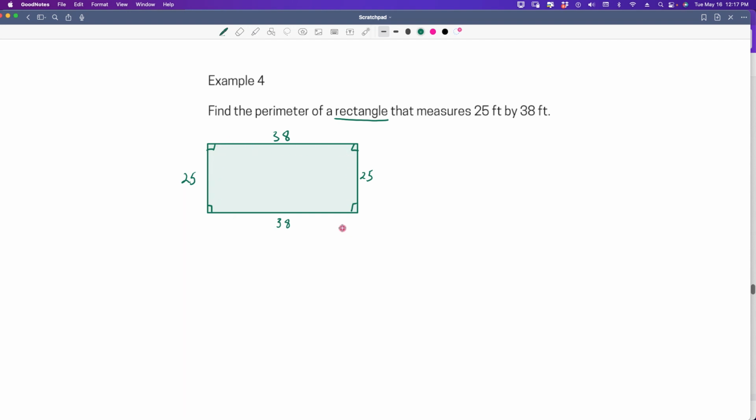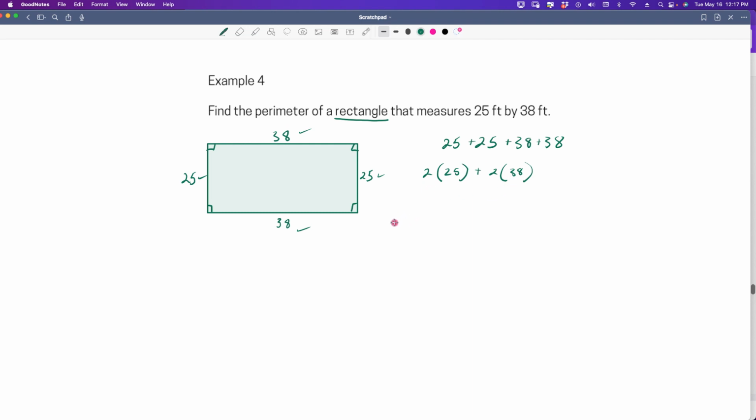Perimeter just means the distance around. And like I said, let's say you were putting in fence around your backyard. That would be how you figured out how much fence you needed. So we would say 25 plus 25 for these two sides, and then we would add 38 and 38 for the other two sides. A faster way to do that would be to say 2 times 25 plus 2 times 38. Because if you think about it, we've got two sides that are 25 and two sides that are 38. So we could have skipped all of this and gone straight to this, right?